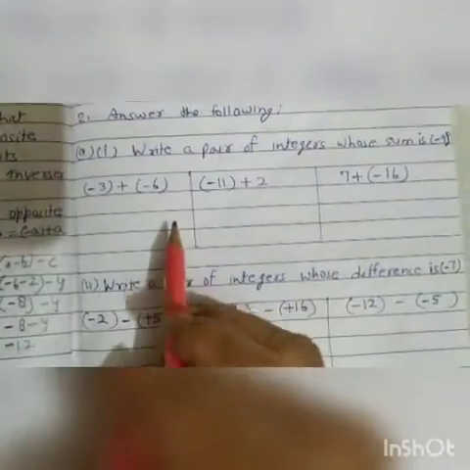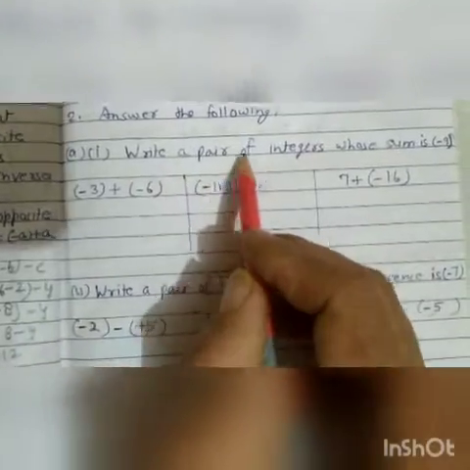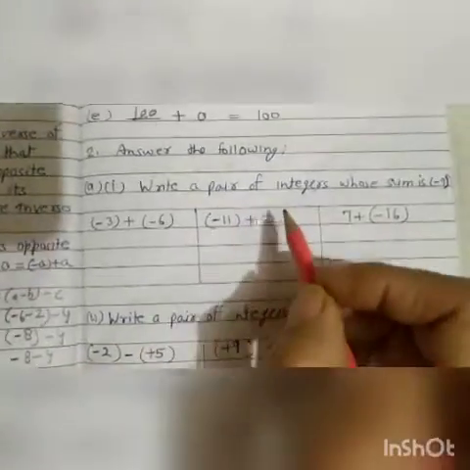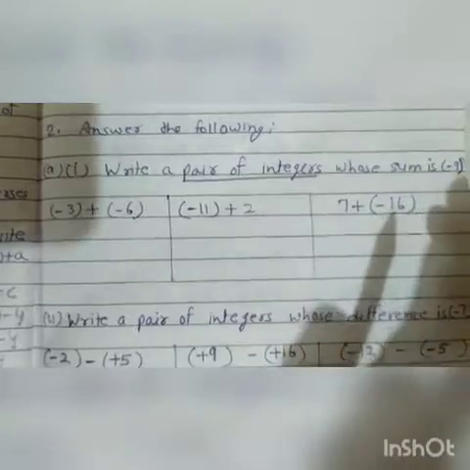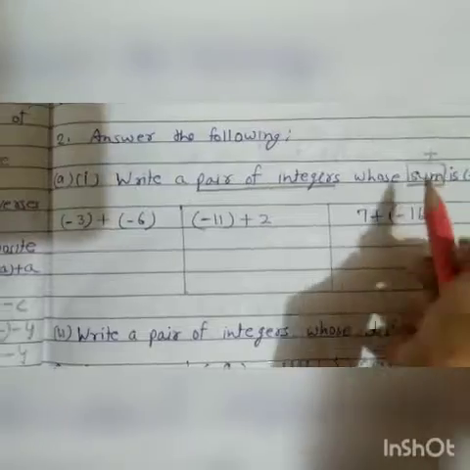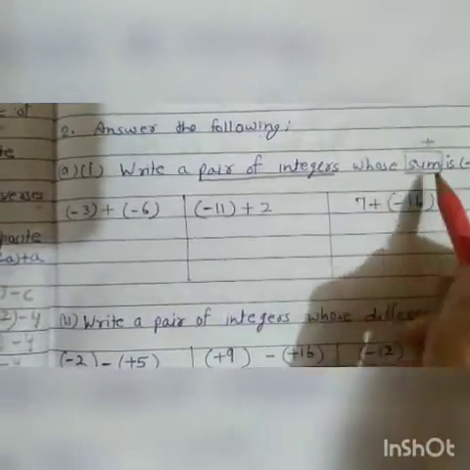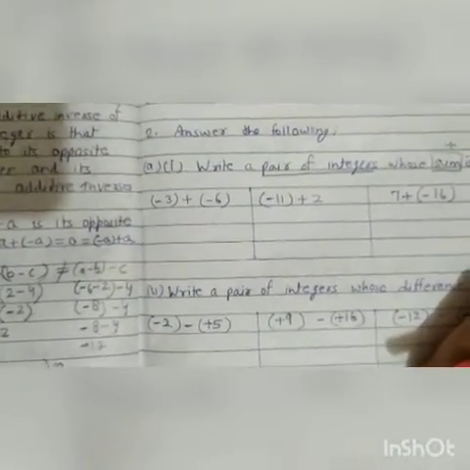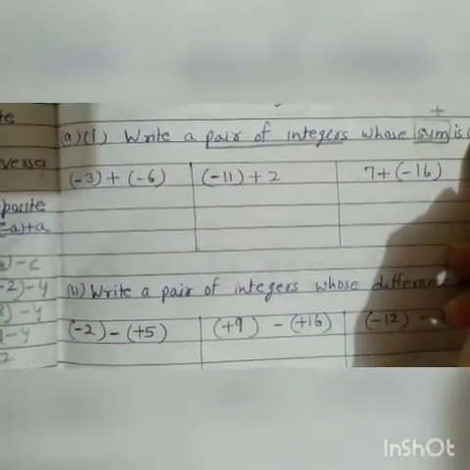Now come to the second question. Answer the following. Its A part is: write a pair of integers whose sum is minus 9. In this question, students, we have to write a pair of integers, two integers, whose sum, meaning plus sign, is minus 9. So there are many integers we can write in this way so that their sum is minus 9.